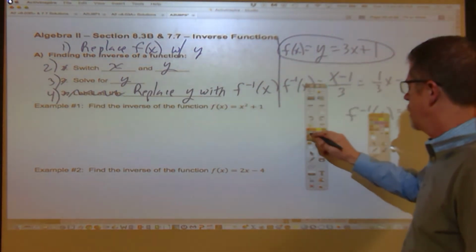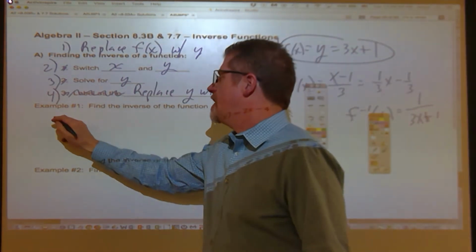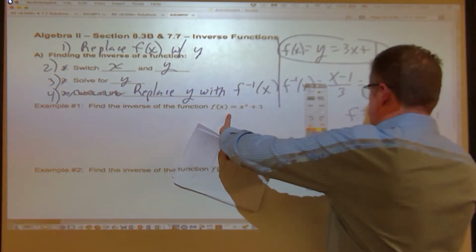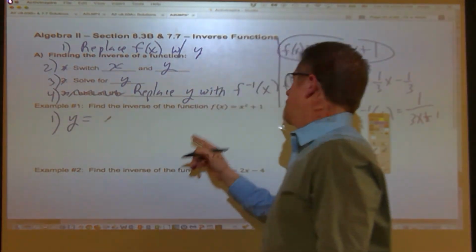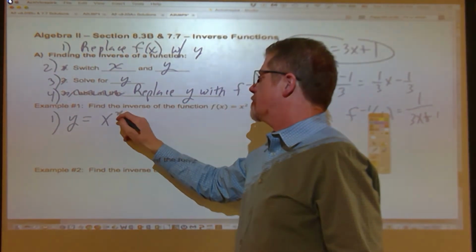Well, here we go. There's 4 steps. Step 1 is to replace the f of x symbol with y. So step 1, you've got y equals x squared plus 1.